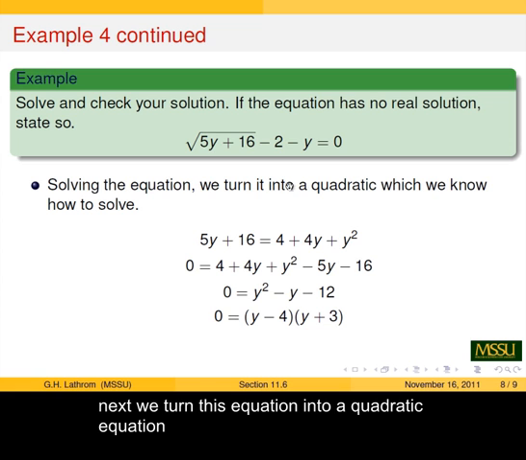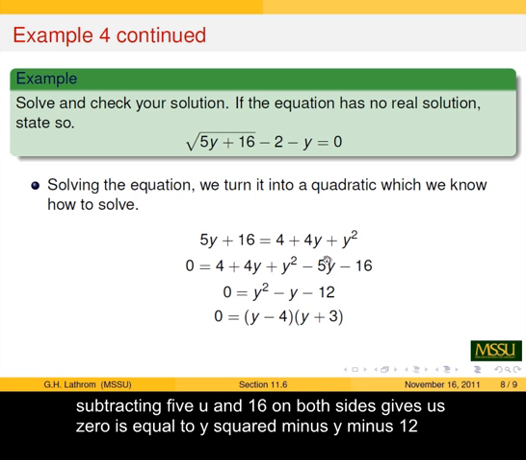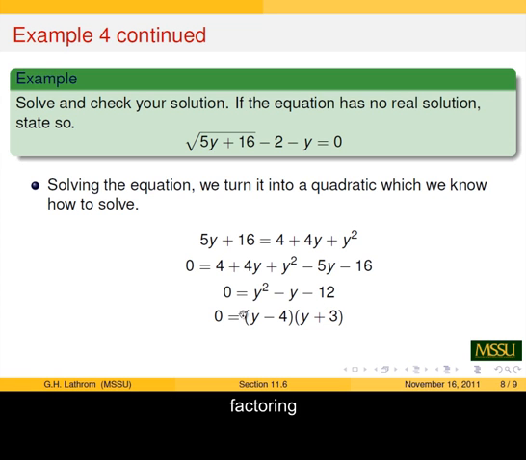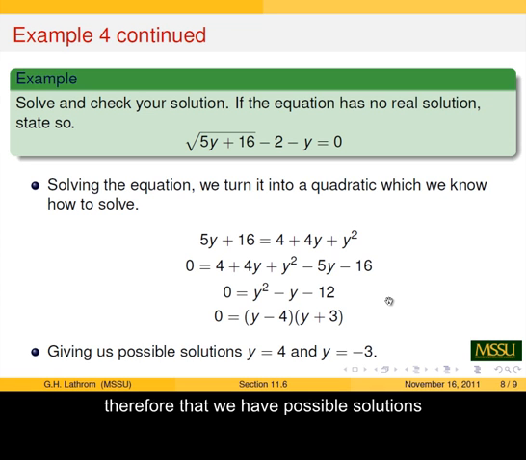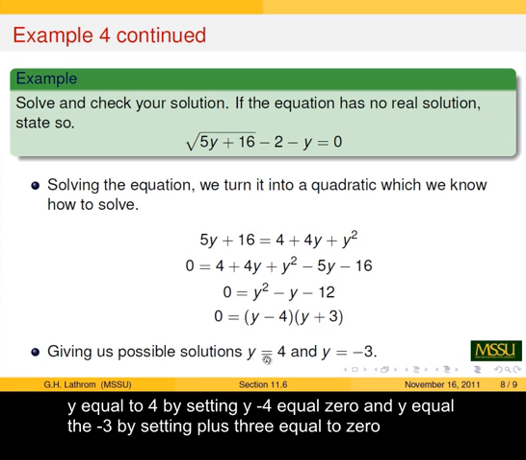Next, we turn this equation into a quadratic equation for which we are familiar with the solutions. Subtracting 5y plus 16 on both sides gives us 0 is equal to y squared minus y minus 12. Factoring, this gives us 0 is equal to y minus 4 times y plus 3. Therefore, we have possible solutions y equal to 4 by setting y minus 4 equal to 0, and y equal to negative 3 by setting y plus 3 equal to 0.